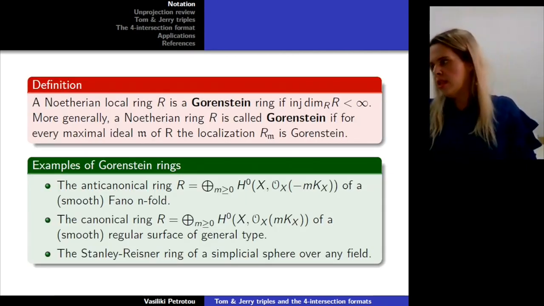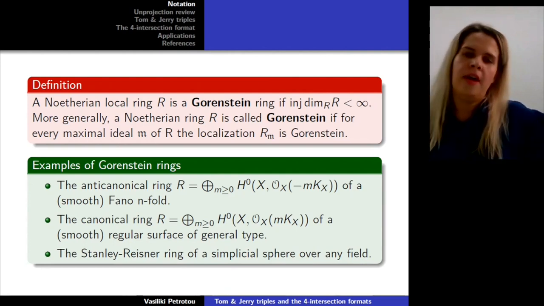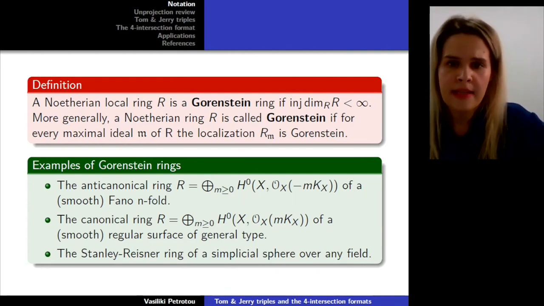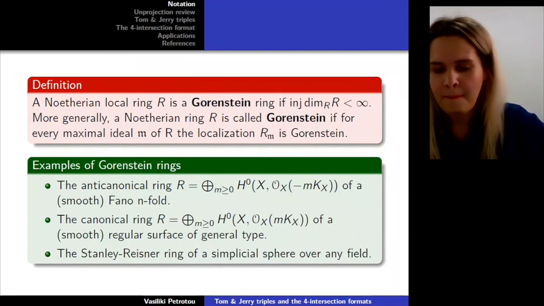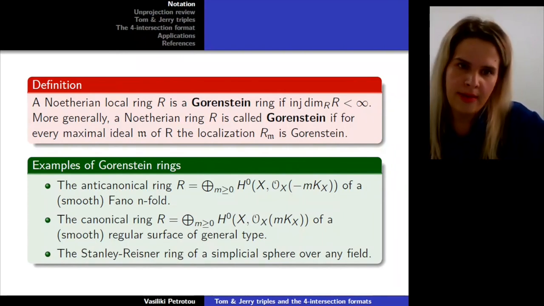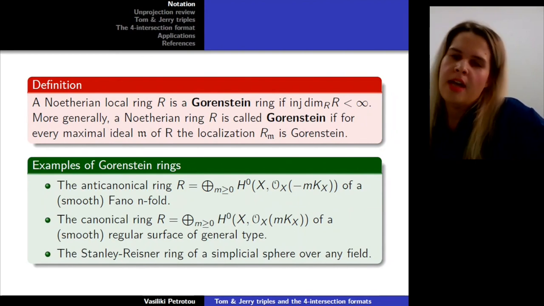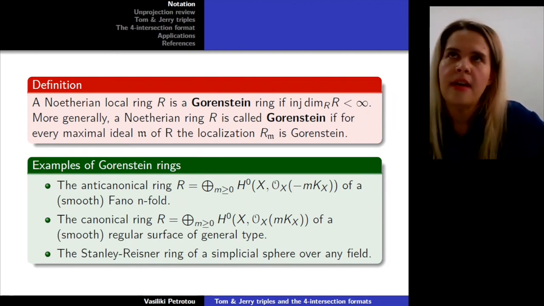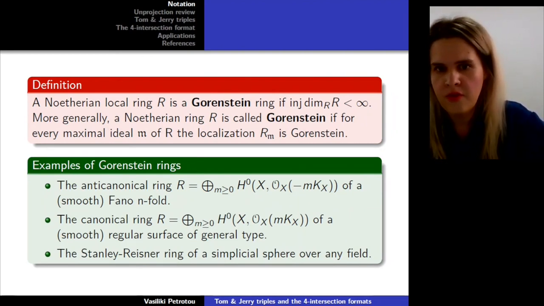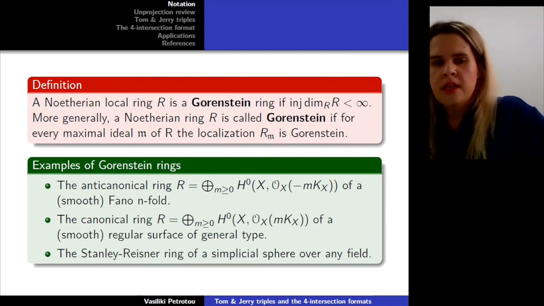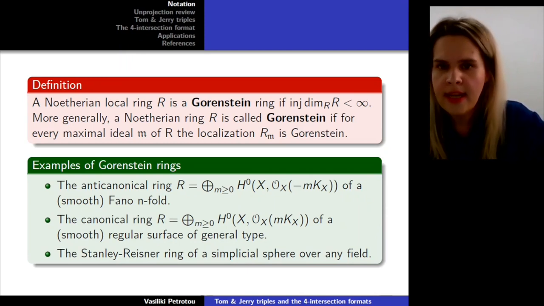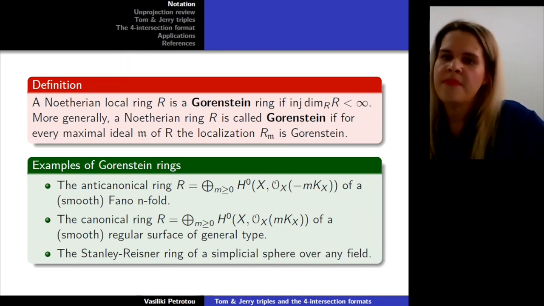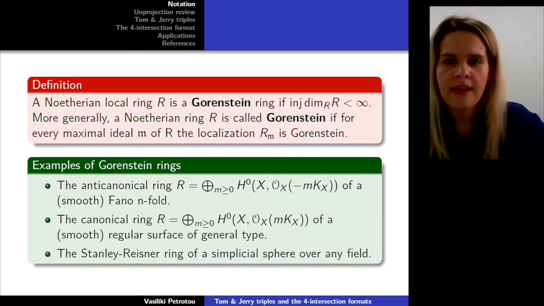Now I'm going to introduce an important class of rings, which appear often in many fields, such as ring theory, commutative algebra, and of course algebraic geometry. These are the Gorenstein rings. Here I will give a definition, but in fact there are many equivalent definitions for this notion. We say that a Noetherian local ring R is a Gorenstein ring if it has finite injective dimension as an R-module.